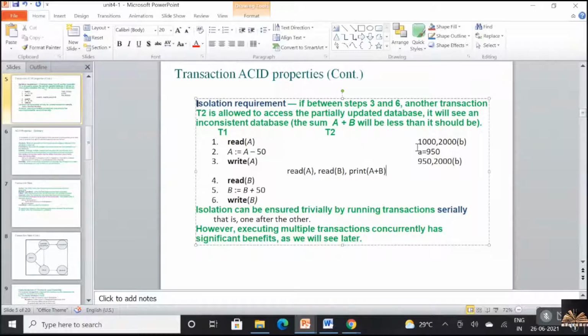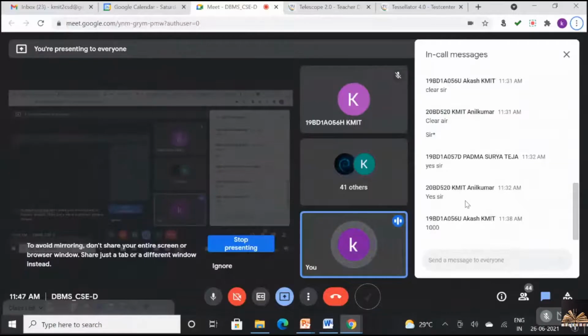Transaction T2. This is with respect to transaction T1. Now, at a particular time, the control is going from T1 to T2 after step 3. Now, what T2 is trying to do is read the value of A. What would be the value of A read by T2?